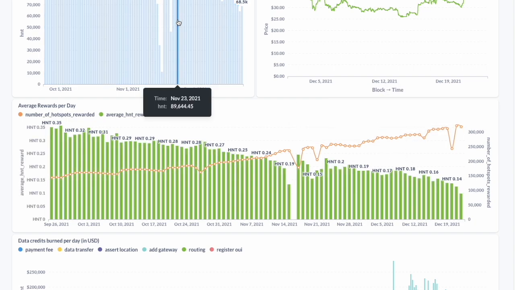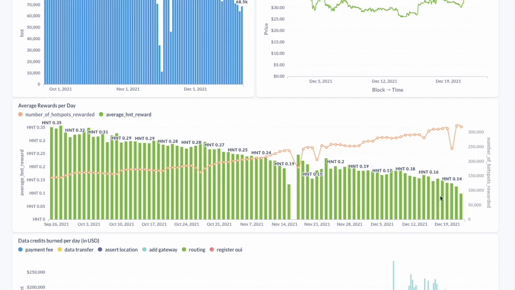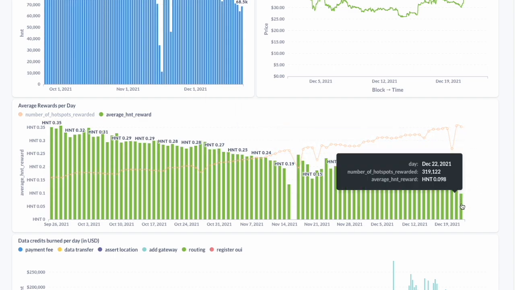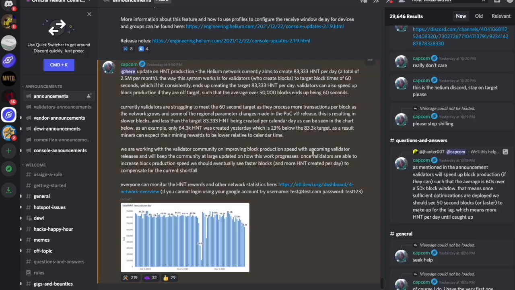However, now with more hotspots joining the network and the average HNT being created each day declining, we're seeing an even faster decline in average HNT rewards per hotspot per day, because now our hotspots are fighting two different battles: the increase in number of hotspots sharing the rewards and a decline in rewards being created per day. So this ended up being addressed here in the Discord thread by Amir Helium specifically last night in his announcement.